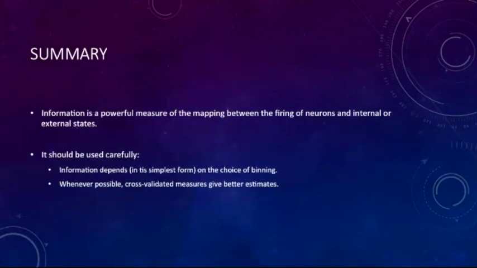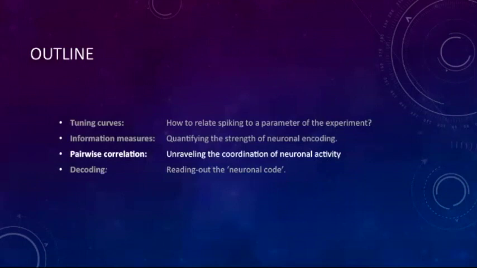So the summary here is that information is a powerful measure to study the mapping between spike trains and internal or external states, very generally speaking. And you still have to be careful when using it. Information depends on the choice of binning. However, you can use cross-validated measures to get better estimates. All right. Any questions about it? I know I spent a lot of time, but I think it was important. No? Okay. So let's move on.